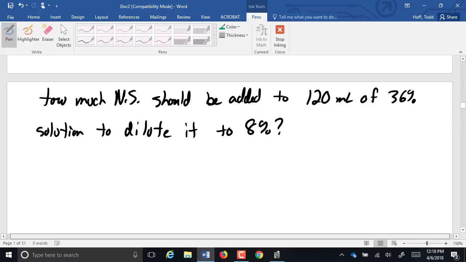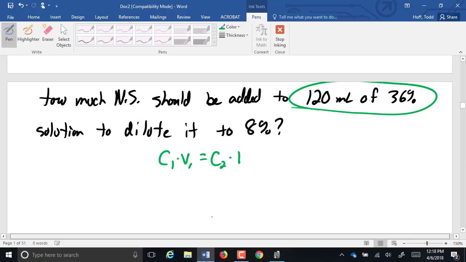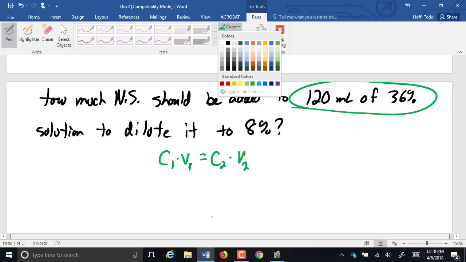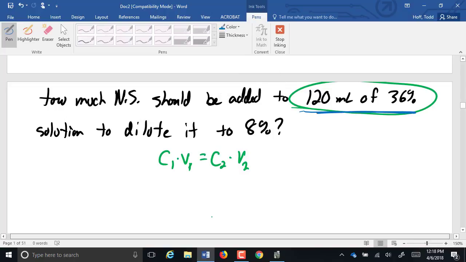So now this is a case where we have a concentration and volume before and a concentration and volume after we've done a dilution. So before, and it doesn't matter which one we do, it uses before or after. Remember, our formula is C1 times V1 equals C2 times V2. It doesn't matter whether we let solution 1 or solution 2 be before or after. I always put the one that I know both numbers for first. So I have the 120 milliliters of 36% solution.